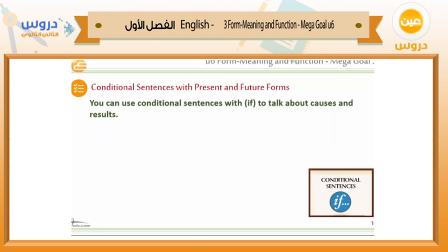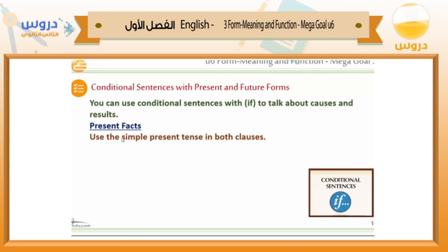Conditional sentences with present and future forms. You can use conditional sentences with if to talk about causes and results. Present facts: use the simple present tense in both clauses. You can use the simple present in the if clause and in the other clause, which we call the result clause. If you cook an egg in the microwave, it explodes.